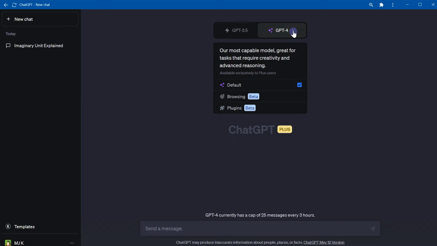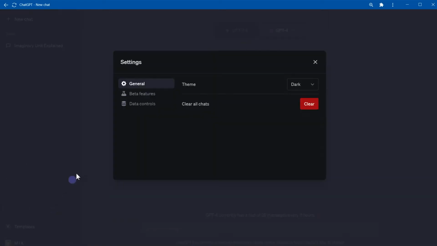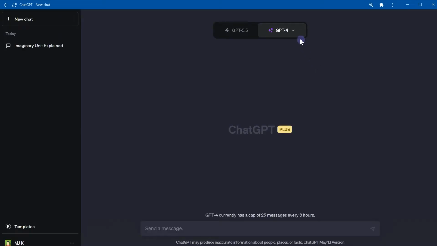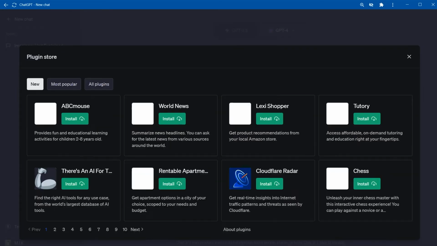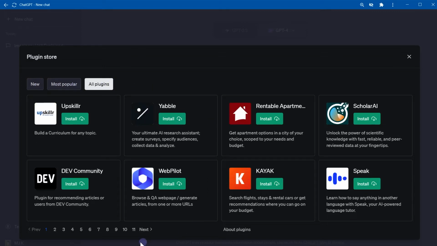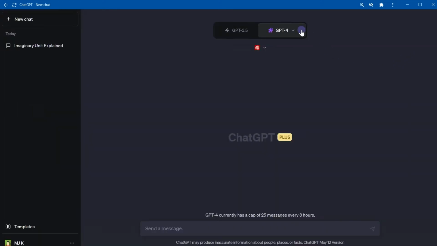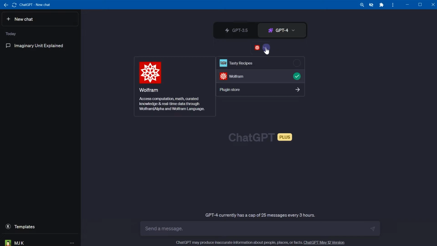Now, if you are ChatGPT Plus user, you can use GPT-4 model. In that case, I have a real treat for you. From settings, go to beta features. Make sure plugins feature is enabled. Under GPT-4, enable plugins. Go to plugin store and install a plugin called Wolfram. Access computation, math, curated knowledge, and real-time data. Install it. Close. Make sure this plugin is enabled from the list of plugins.